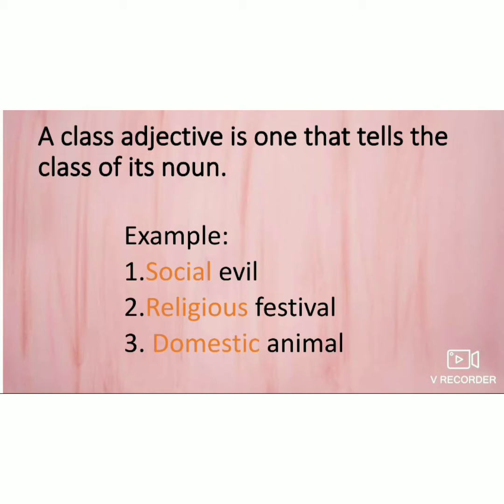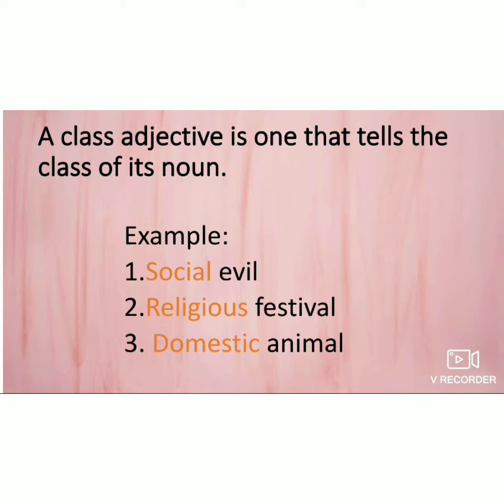Before we go into the detail, an adjective is a word that describes or qualifies a noun or a pronoun. So if you have two cars, we call it an adjective. Now, a class adjective is one that tells the class of its noun. To what type of class does this noun belong? That is the role of a class adjective.